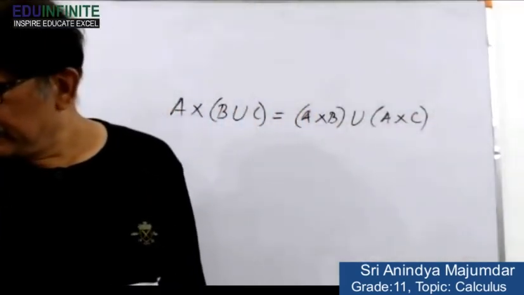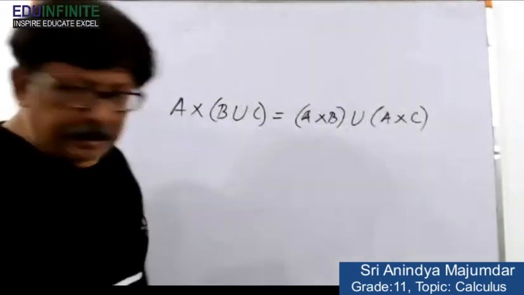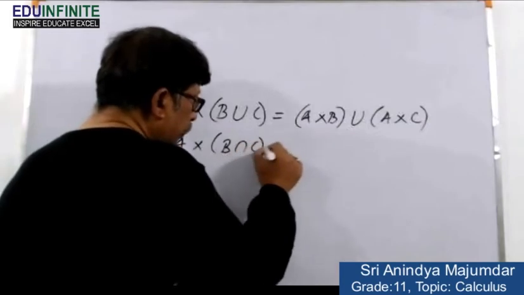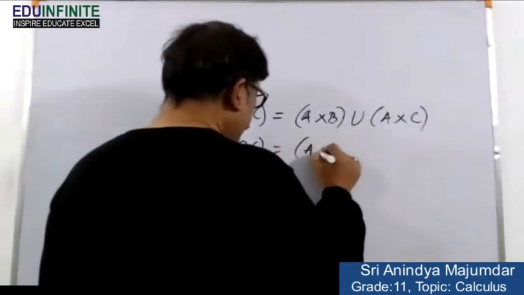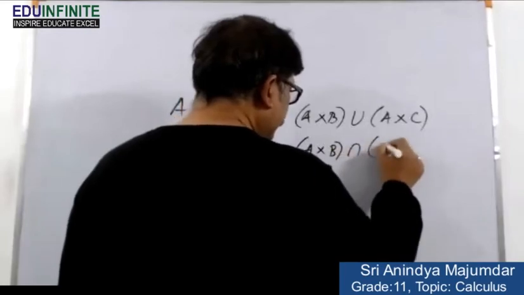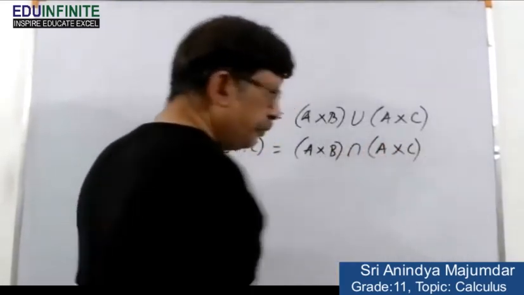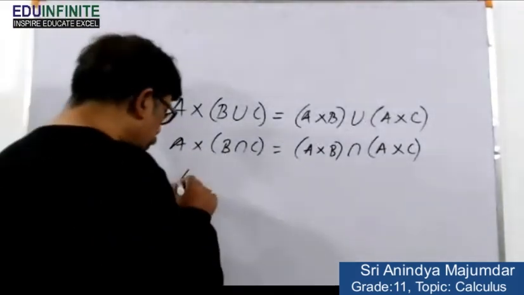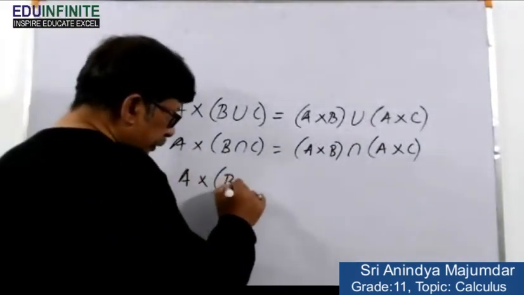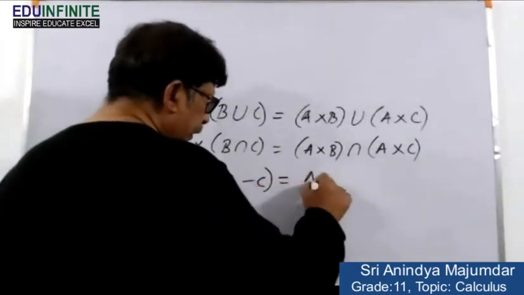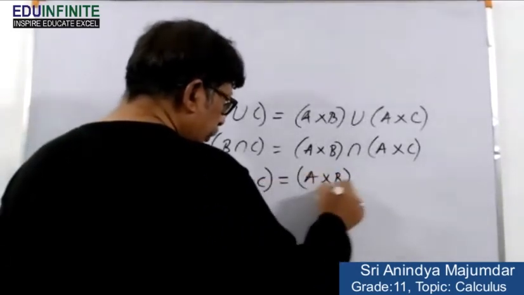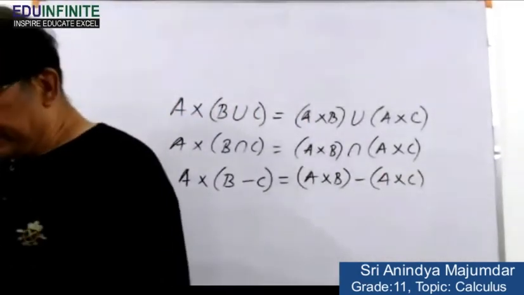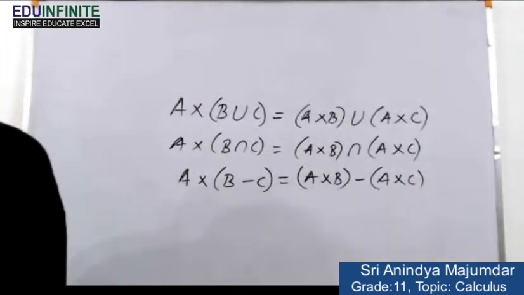Second, A cross B intersection C is equal to A cross B intersection A cross C. And finally, A cross B difference C is equal to A cross B difference A cross C. Set A, set B, and set C, these are given to you.